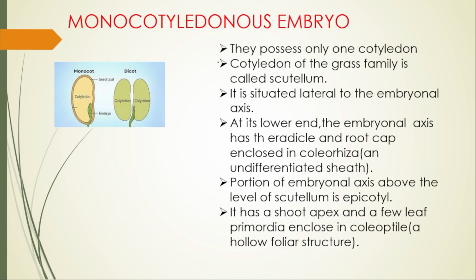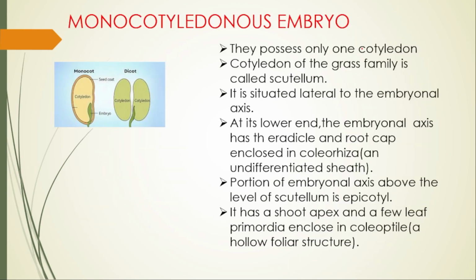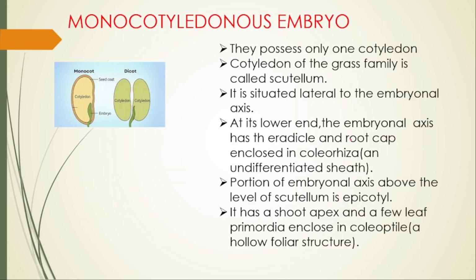We will talk about the monocotyledonous embryo. Here they possess only one cotyledon. The cotyledon of the grass family is called what? Scutellum. This is the cotyledon of the grass family, which is said to be scutellum. It is situated laterally to the embryonal axis. This is the lateral side, and this is the embryonal axis. Lateral means side by side. So the scutellum is on the lateral side of the embryonal axis.